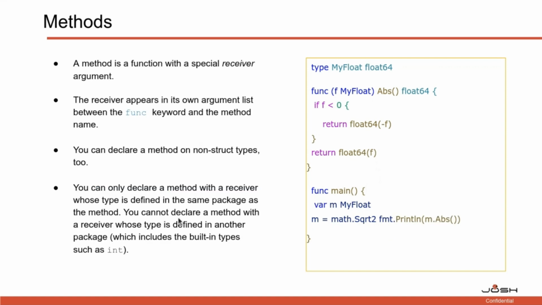One other important thing about this is you can only declare a method with a receiver. Whenever I create this method, the abs method is created and the receiver is my float. Now this type must be declared in the same package. If you don't know packages, let's say a directory. So the type and the method should exist in the same directory. If the type is in another directory and the method is in another, it doesn't work that way. They both have to exist in the same package or same directory.